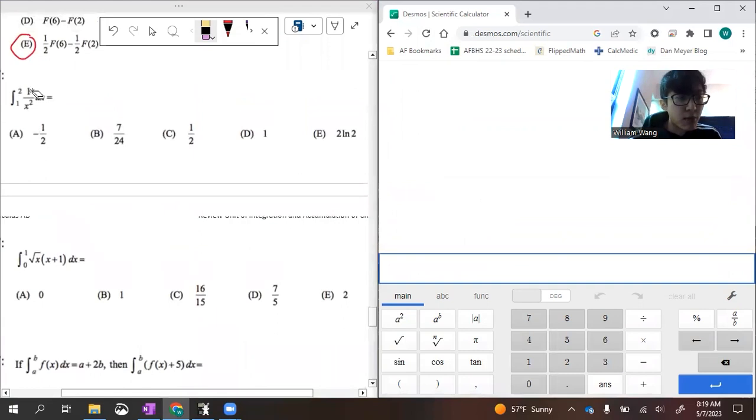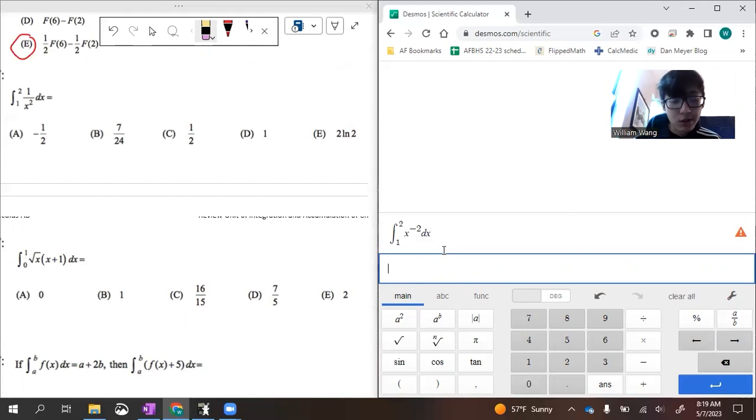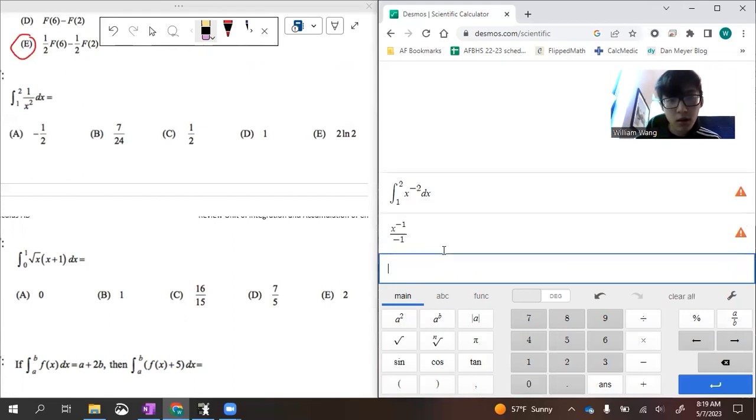All right, next problem. This one might look complicated, but I'll show you really quick. I can immediately just rewrite this integral. Instead of 1 over x squared, it's x to the negative 2. This turns into anti-power rule, so it's x to the negative 1 divided by negative 1.